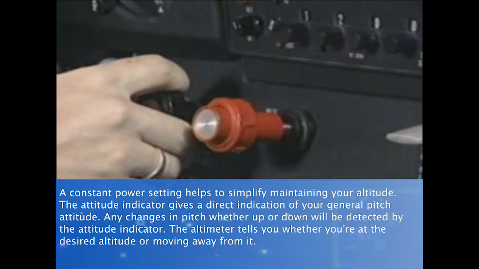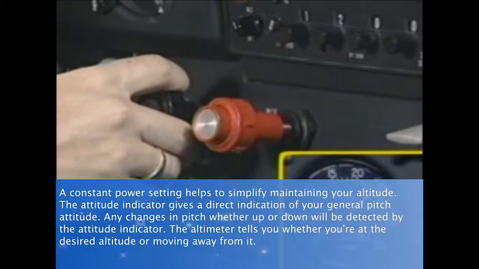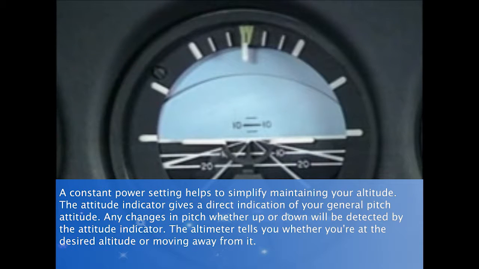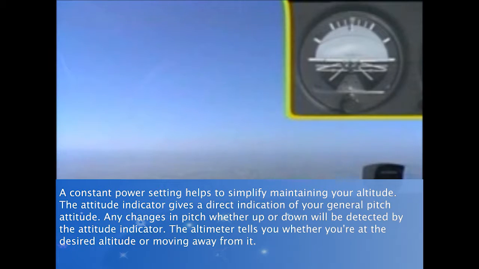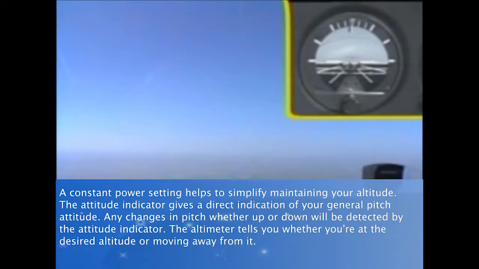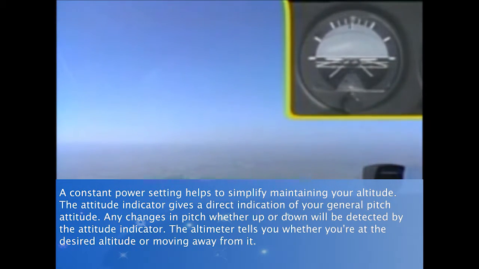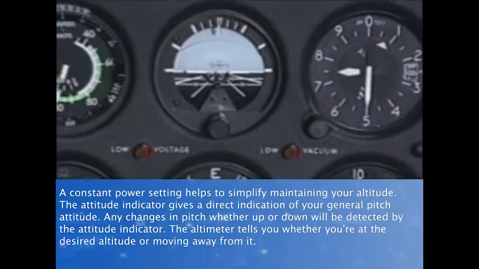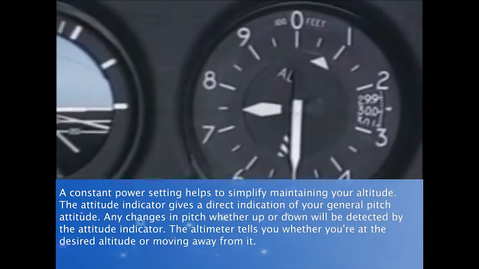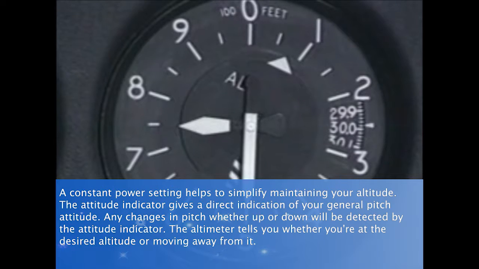A constant power setting helps to simplify maintaining your altitude. The attitude indicator gives a direct indication of your general pitch attitude. Any changes in pitch, whether up or down, will be detected by the attitude indicator. The altimeter tells you whether you're at the desired altitude or moving away from it.